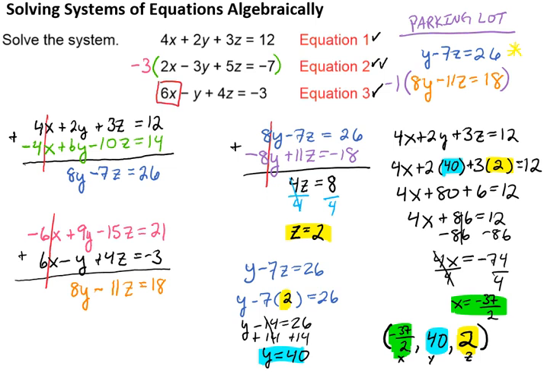See, we've gotten one solution. So the only thing that will work is when we have an x value of negative 37 over 2, a y of 40, and a z of 2. So what that means is on a graph, all three of those equations only intersect at that exact location. And so this is our final answer.